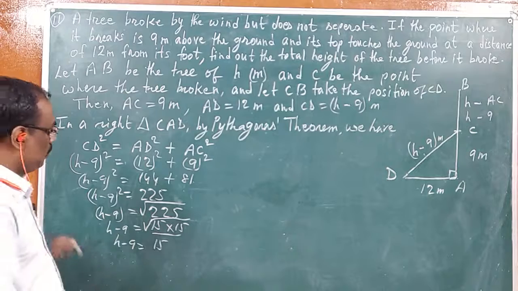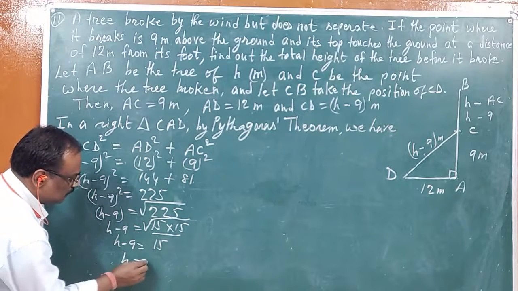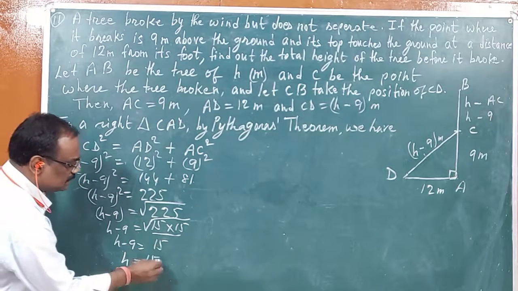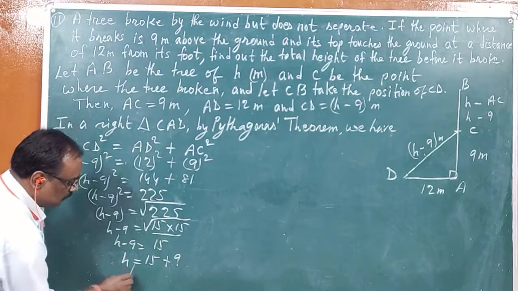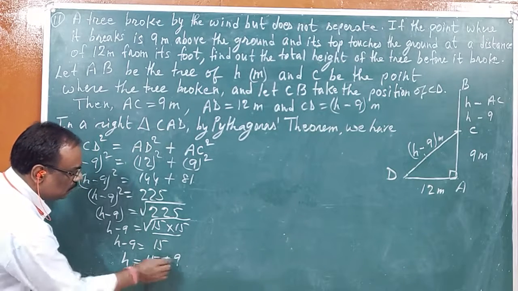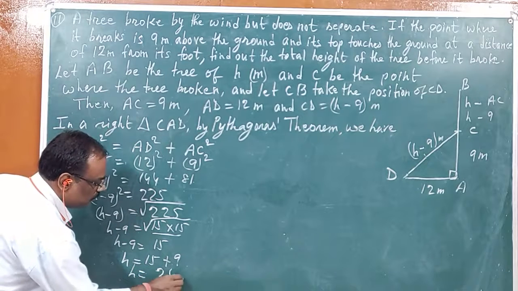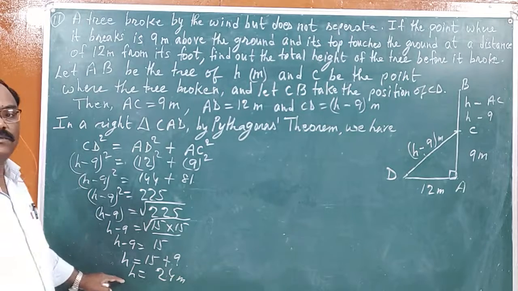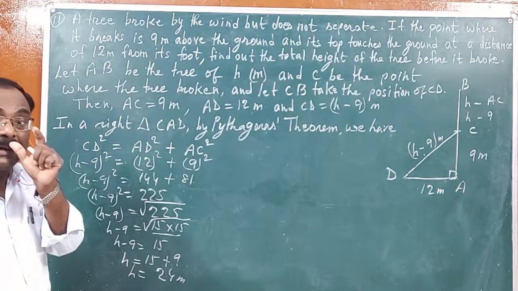So now what is h? So h we will keep on the left hand side, and this minus 9 I am taking towards the right hand side. So minus 9 will become plus 9. So h is equal to 15 plus 9, we will get 24 meter. So this is the height. H we got 24 meter, and h we have taken as the total height of the tree.